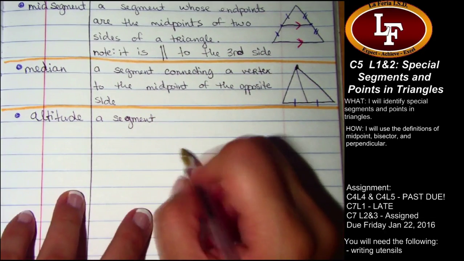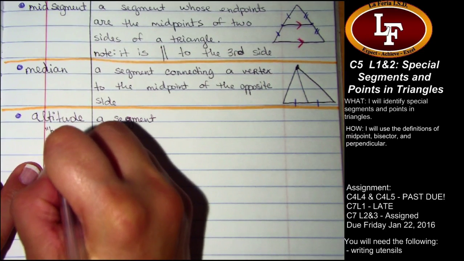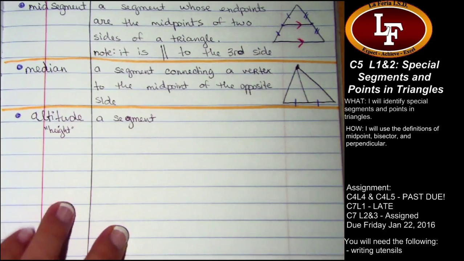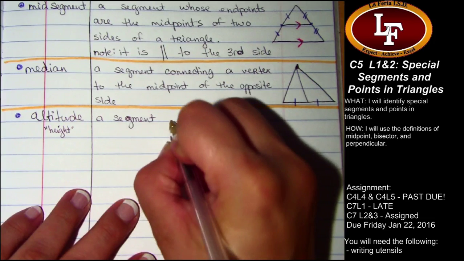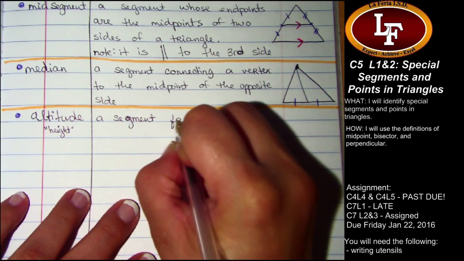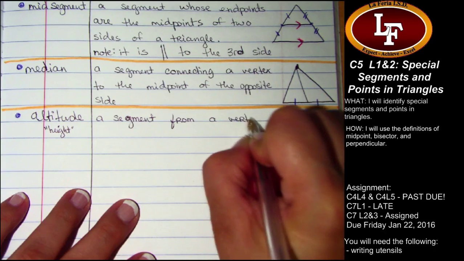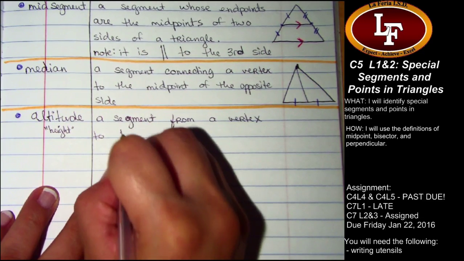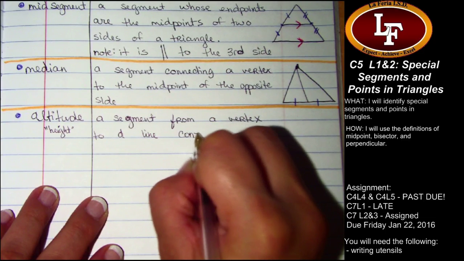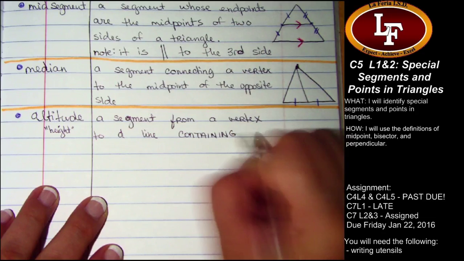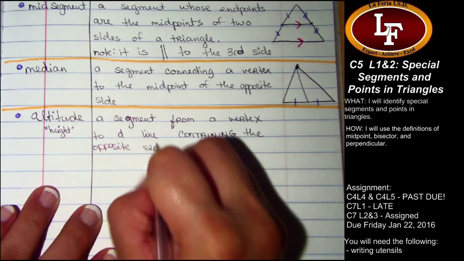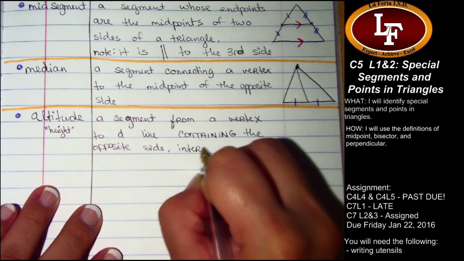All right, so the altitude, the height of our triangle, we can go ahead and write here height, because altitude is the proper name for it. Height is kind of what we're going to use when we start talking about areas of triangles and things. The altitude of a triangle is the segment that goes from a vertex, so it looks kind of like a median, but it goes to a line containing the side opposite the vertex, so the opposite side. And it must intersect at a 90-degree angle.